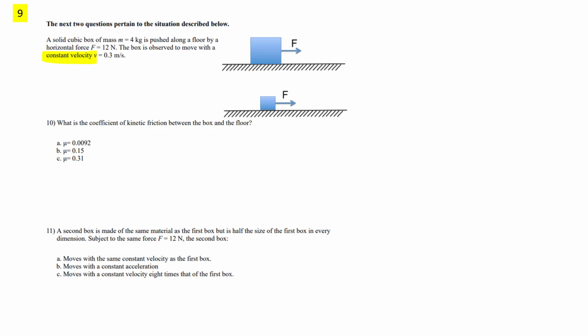Again, always best to start with a free body diagram. So we have the mass, mg, acting down. We have our normal force acting up. And we're going to have some kinetic friction because we're sliding. So we have Fk, which is pointing to the left, opposite of my applied force.